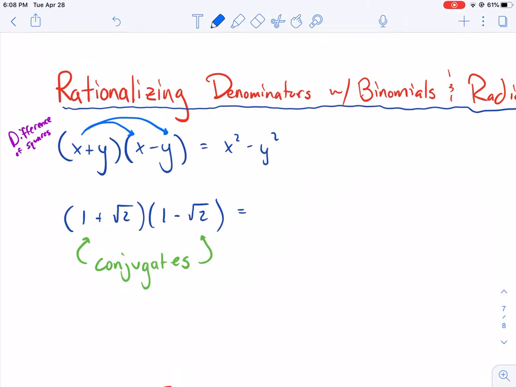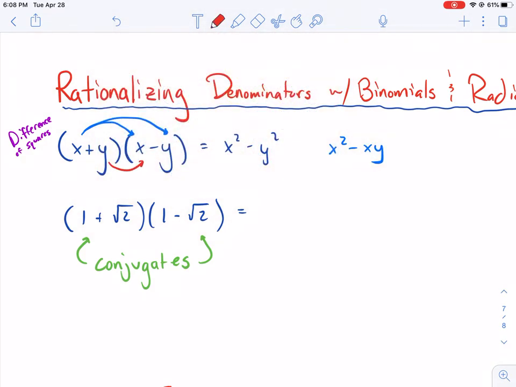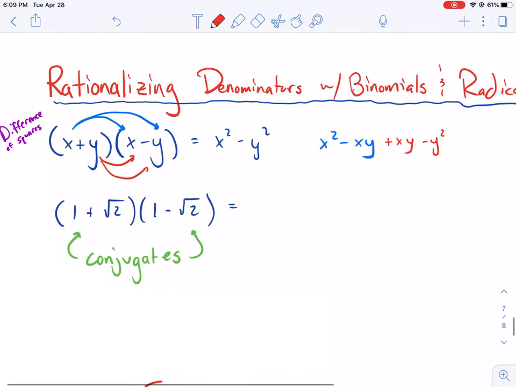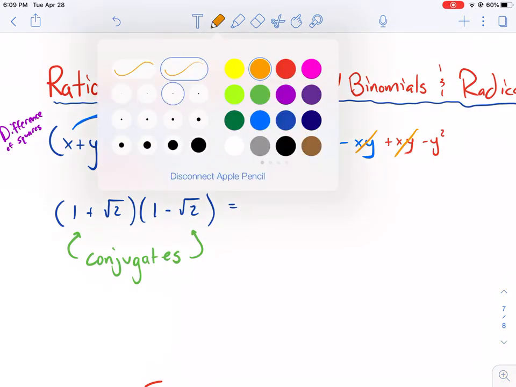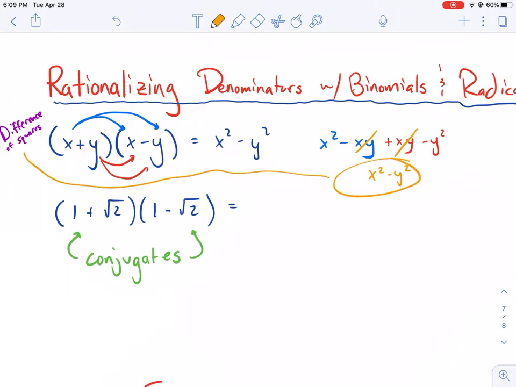So we have x times x gives me x squared, minus x times y gives me xy. Well, I also need to do the y times the x, or x times the y, to get positive xy, and then the y times the negative y to give me negative y squared. What happens here? Well, the middle terms cancel, and I'm left with, let's change it to orange, x squared minus y squared. That is called the difference of squares. I should have used purple. That would have been super effective, but you guys get the point. So we get x squared minus y squared.